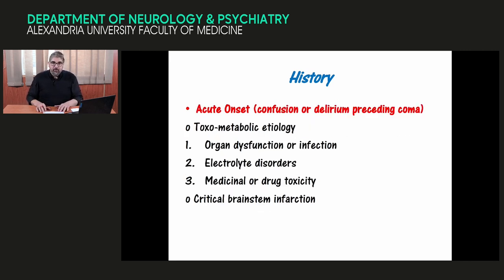With acute onset, or coma preceded by confusion or delirium, you should think of a toxometabolic etiology rather than a structural etiology. It may be organ dysfunction, electrolyte disturbance, or medical or drug toxicity. Some brainstem problems may present with acute onset rather than sudden onset, but it's not common. But actually, for our knowledge, acute onset preceded by delirium or confusion should make us think of metabolic rather than structural causes.